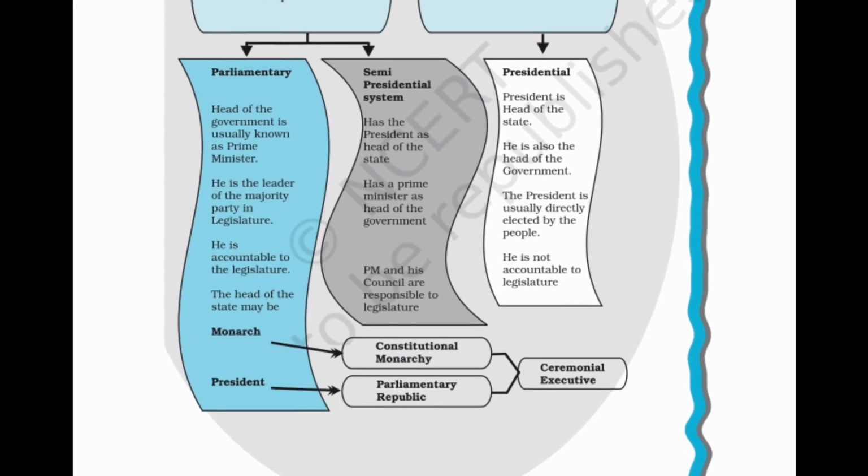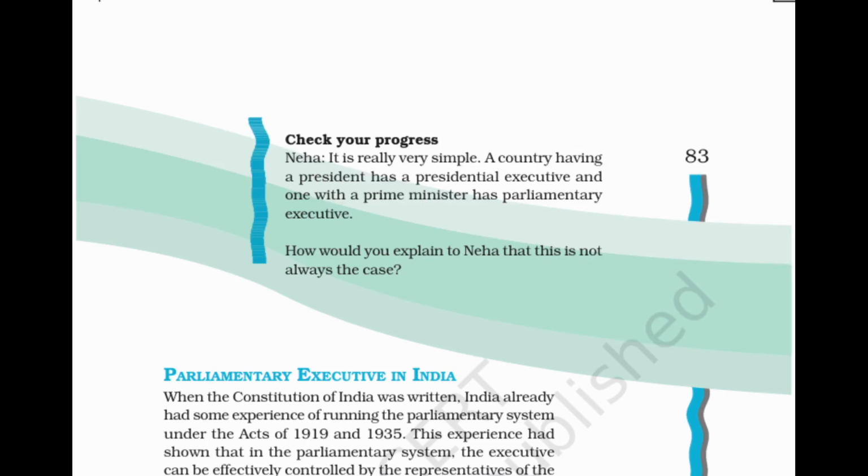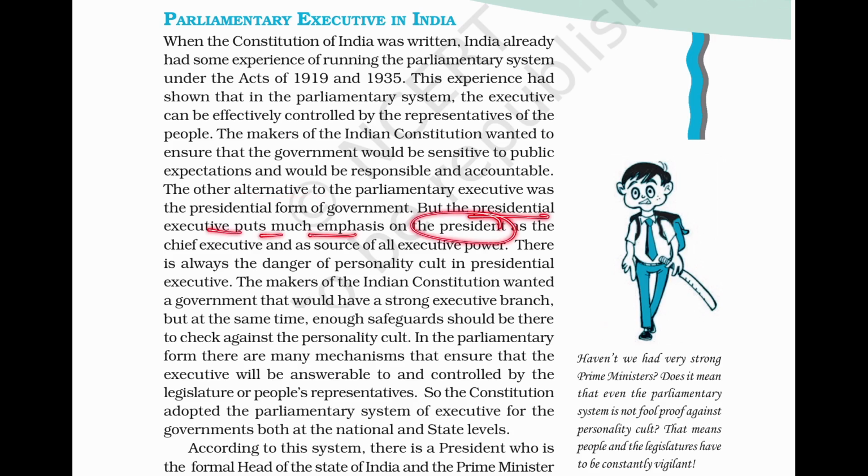However, you have noticed that in the presidential system, what is the case? The executive is not answerable or accountable to the legislature. So in India, such kind of system at least was not feasible while the constitution was being written, based on the conditions that were existing in the country. So of course, see, this was the other alternative that we had, but this kind of a system puts much emphasis on the president as the main source of power. Everything lies in the hand of the president.